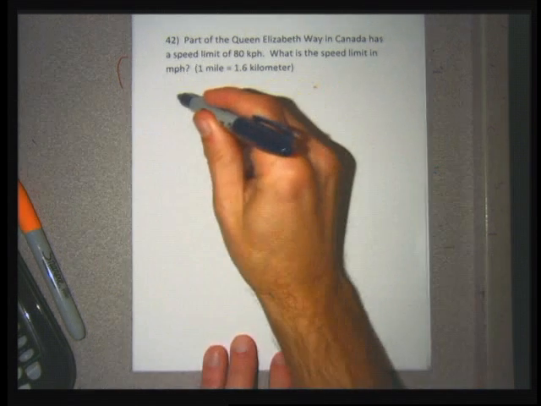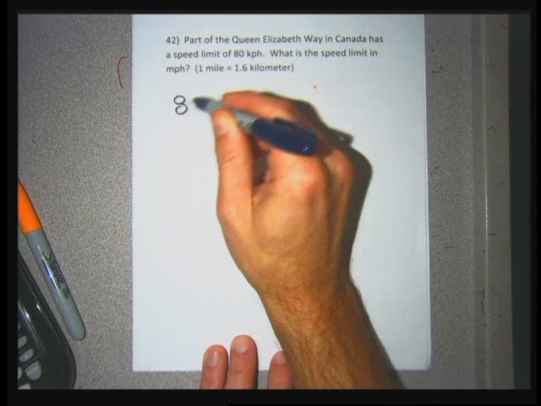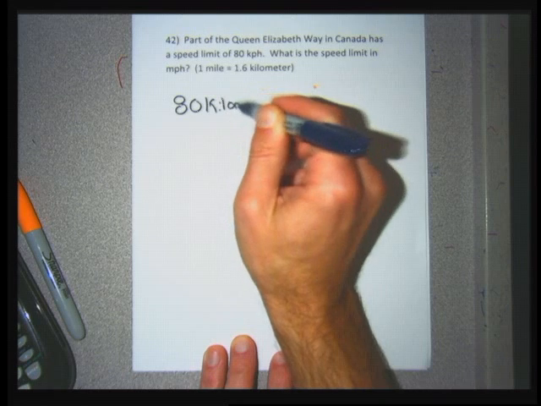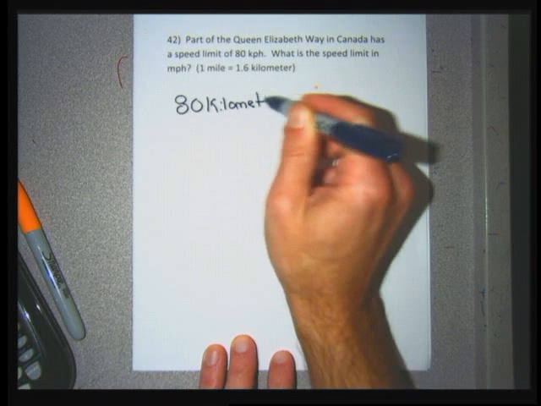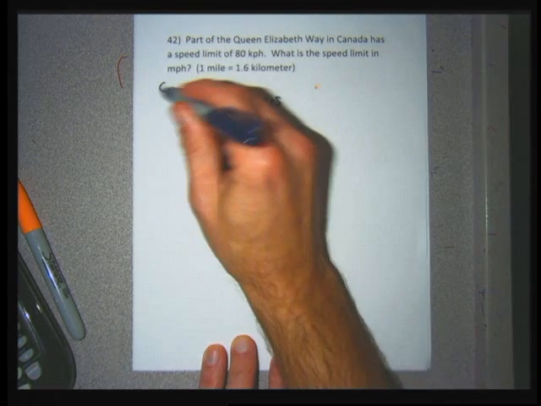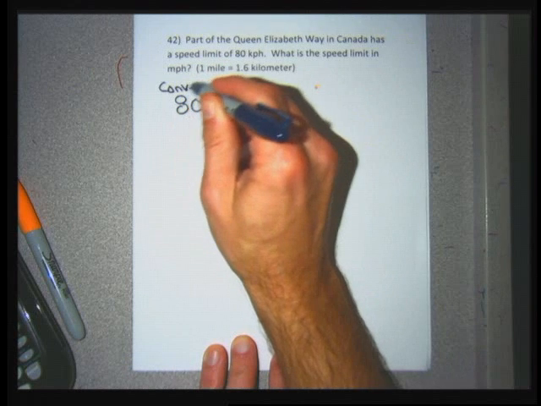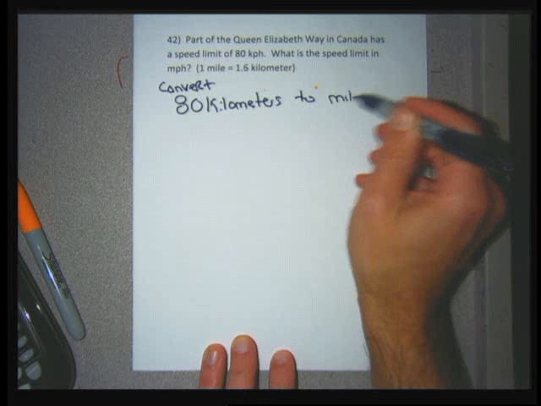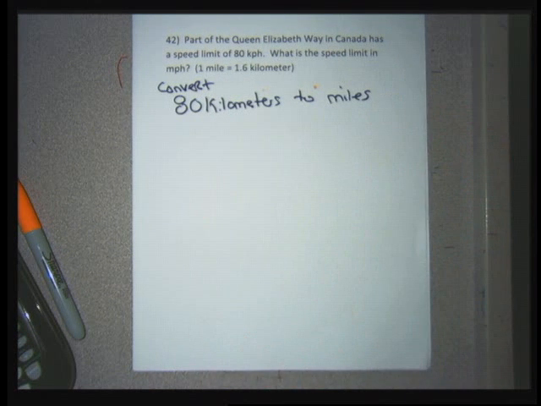Ultimately, what I really need to do is take the 80 kilometers that I'm allowed to go in 1 hour and figure out how many miles that is. So basically, I'm asked to convert 80 kilometers to miles. And once I have that, I can say that's how many miles I'm allowed to go per hour.